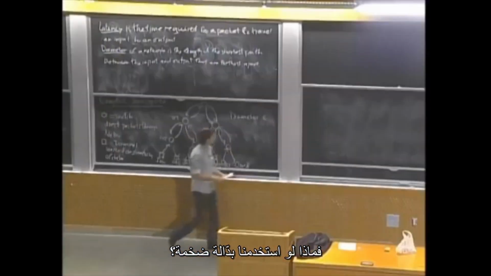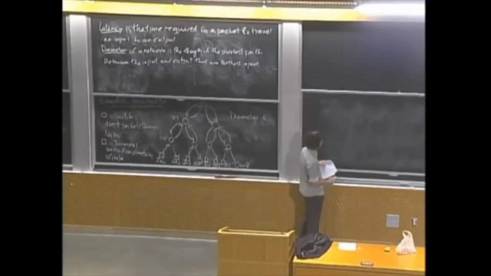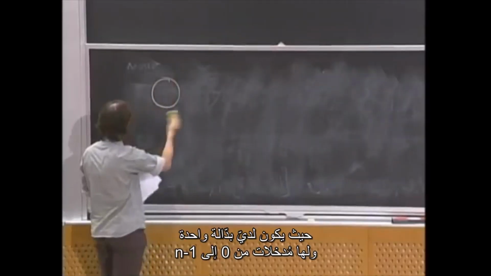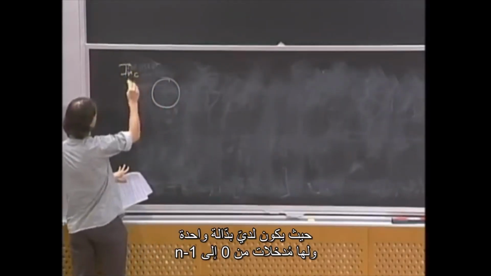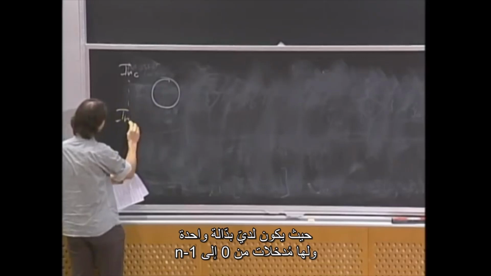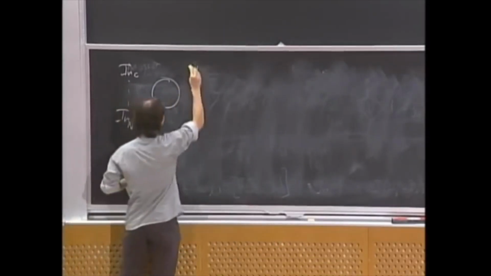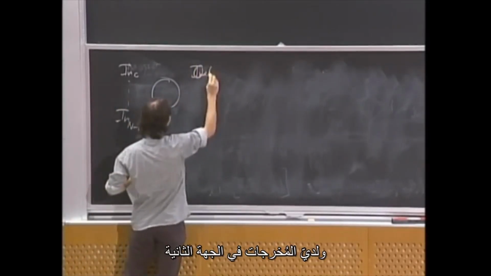So what about having a monster switch? Like I have just one switch and I have my input 0 all the way up to input n minus 1. And then I have my outputs on the other side.